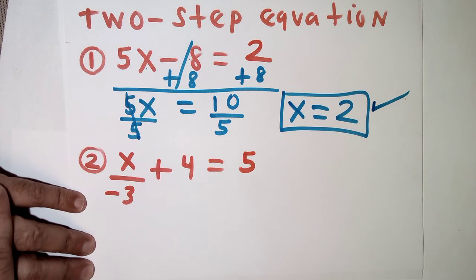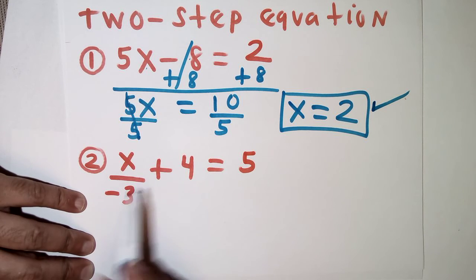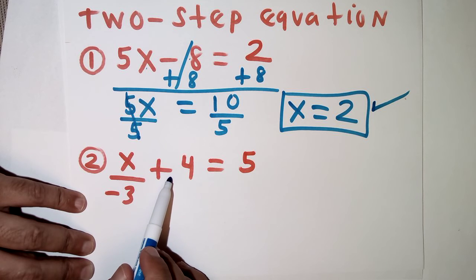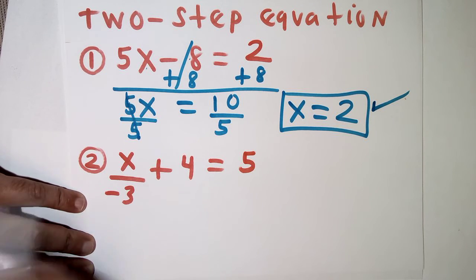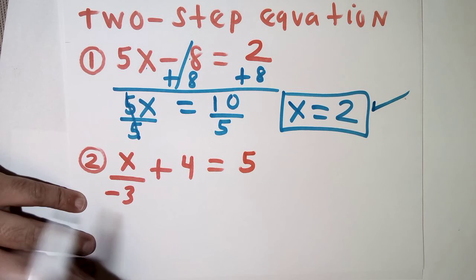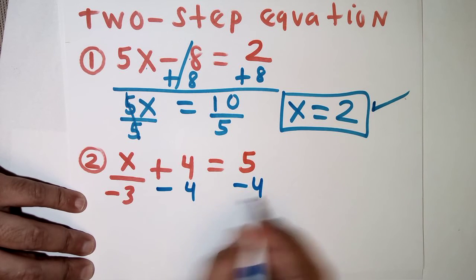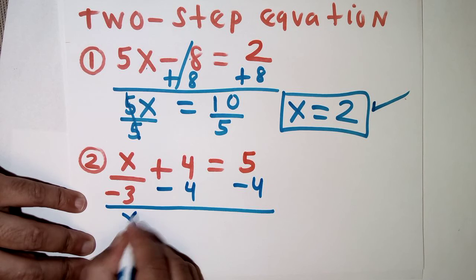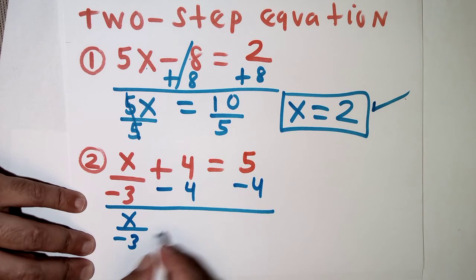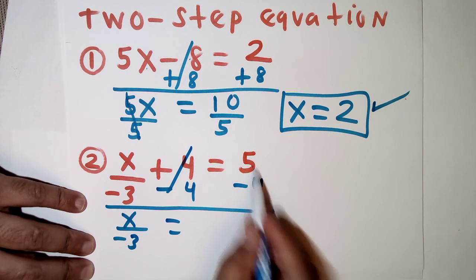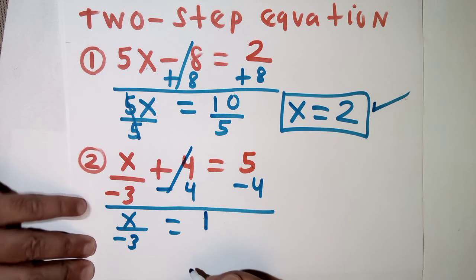Now let's go to the next one. Another two-step equation. And just like before, you have two problems. But which one are you going to undo first? The addition of 4. By using again the rule of equality of addition, the property. So in this case, you're going to say minus 4 minus 4. You have x divided by -3. Remember, 4 minus 4 gives you 0, so that's out of there. 5 take away 4 is 1.